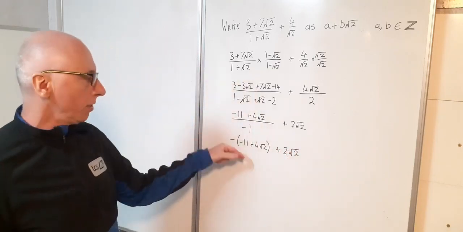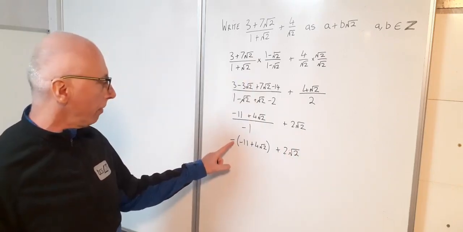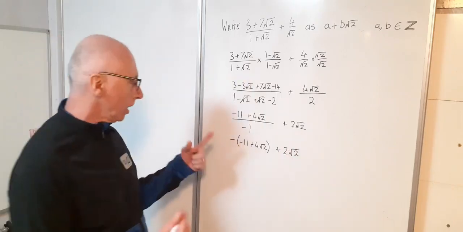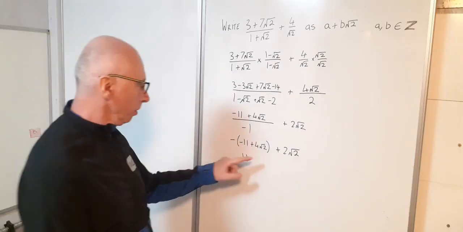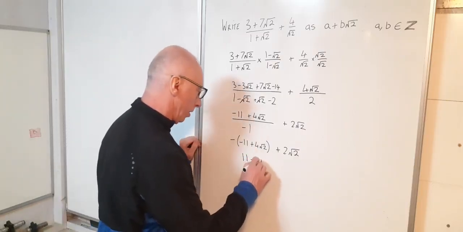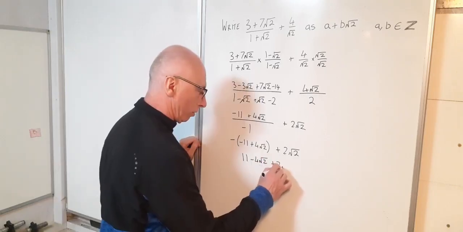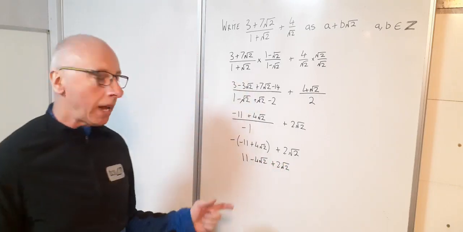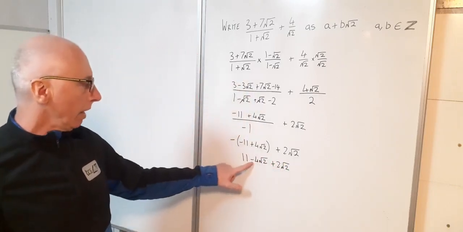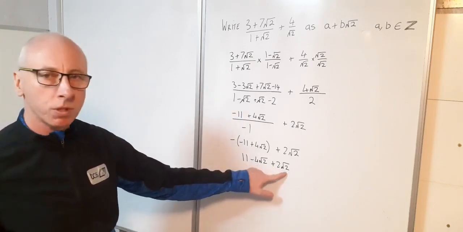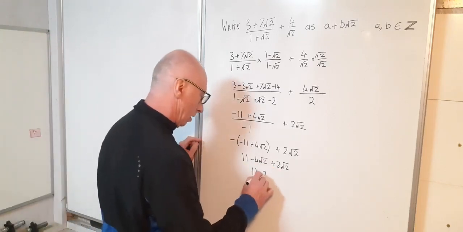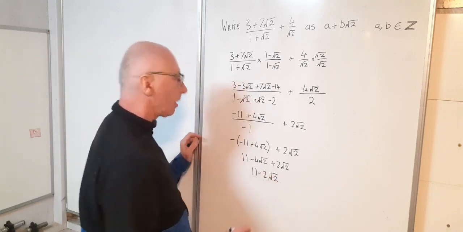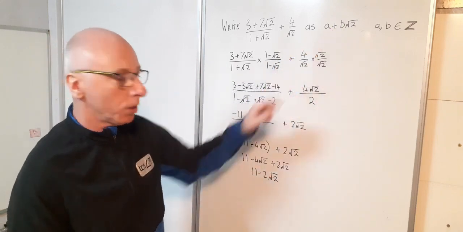Okay, now let's distribute the minus sign, being really careful. Minus 11 gives me 11. And then minus 4 root 2, it's minus 4 root 2. And then plus 2 root 2. So now let's just simplify it again. 11 minus 4 root 2 plus 2 root 2 is 11 minus 2 root 2. And then that is in the form of a plus b root 2.